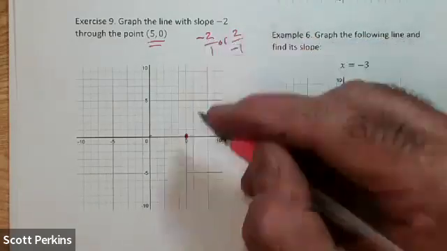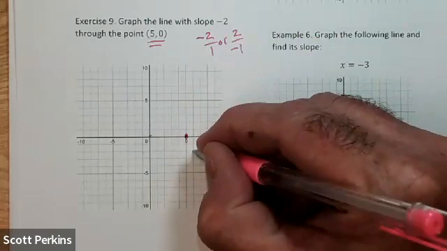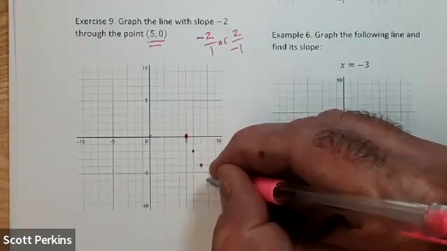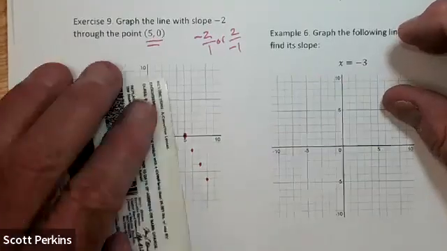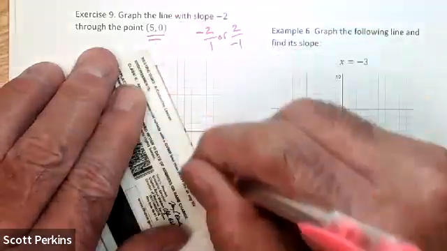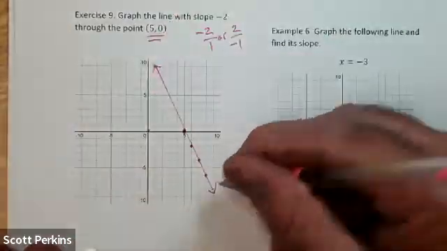So -2/1 is down 2, over 1, down 2, over 1, and one more time just for fun, down 2, over 1. And there are my points. I'm going to connect them. There we go.